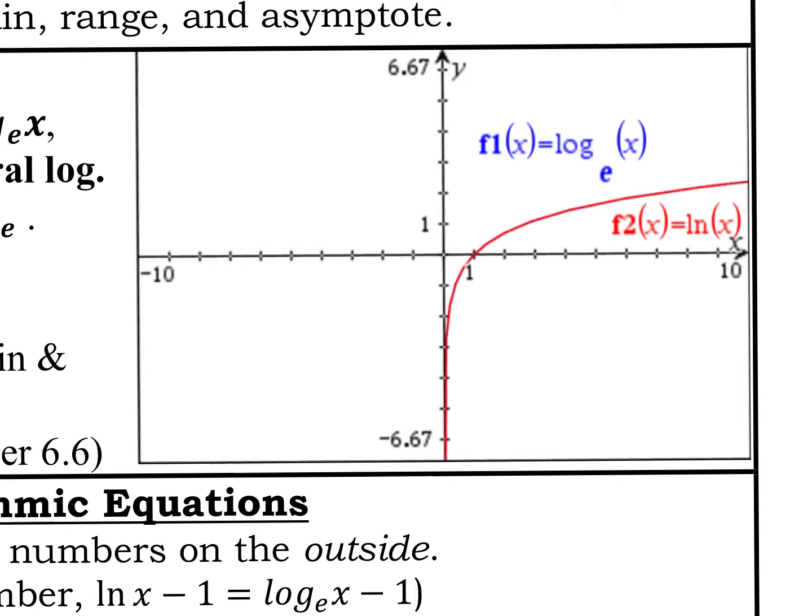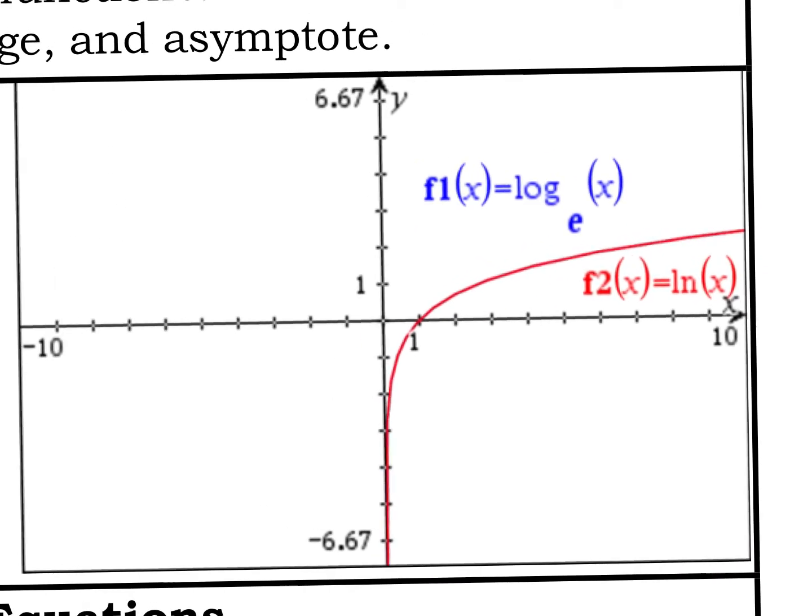So let's talk about the domain and range of the natural log graph. It's got a domain of x is greater than 0. That is because it has an asymptote at x equals 0, or the y-axis. The y-axis is the line x equals 0. You know there's an asymptote there because you have this waterfall effect right here. It's basically avoiding the value x equals 0.